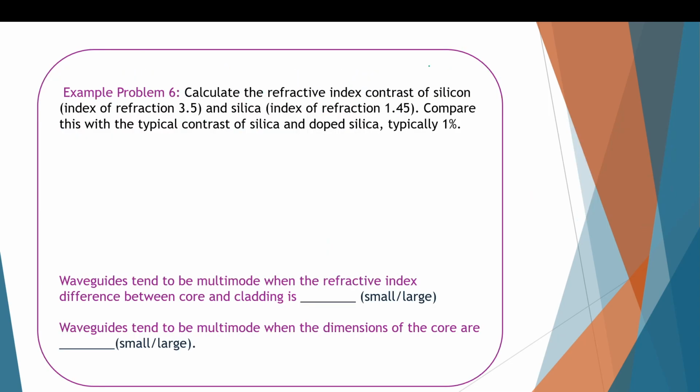Okay. So calculate the refractive index contrast of silicon, refractive index 3.5, and silica 1.45. Compare this with the typical contrast for silica or doped silica. This we had already calculated before. It was around 1%. So if we just calculate the refractive index contrast in the case of this one, for silicon and oxide.